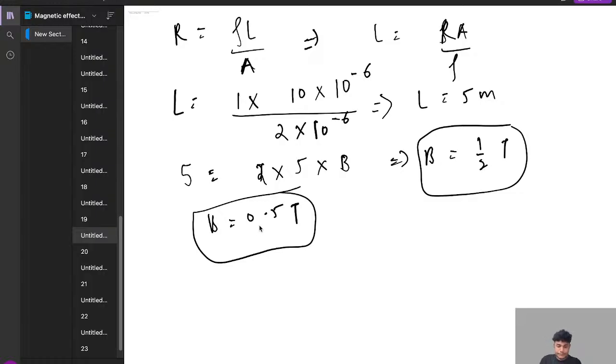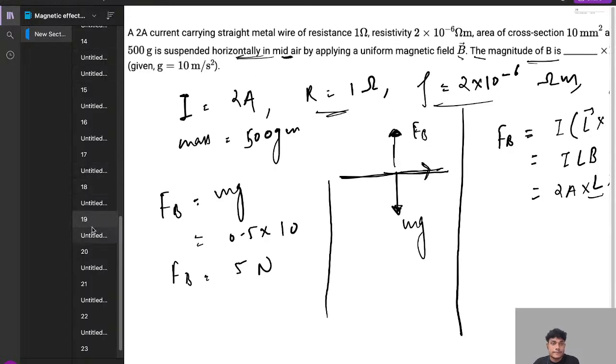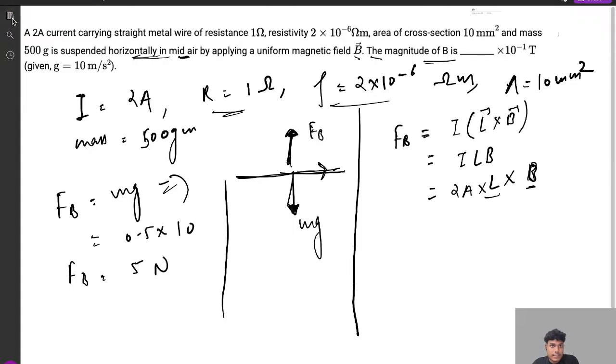Understand? This is a simple question, you just have to notice that the force due to the magnetic field is cancelled out by the force due to the gravitational field. Gravity attraction is equal. So from here you can understand this. Once please look at the question. This is a good one.